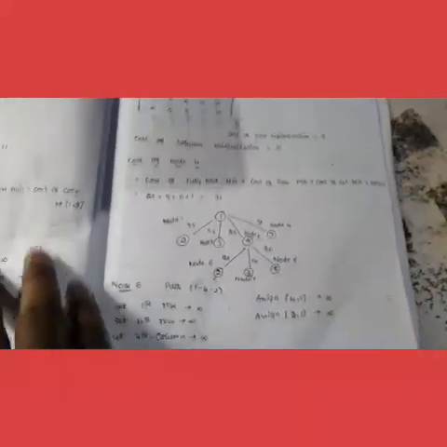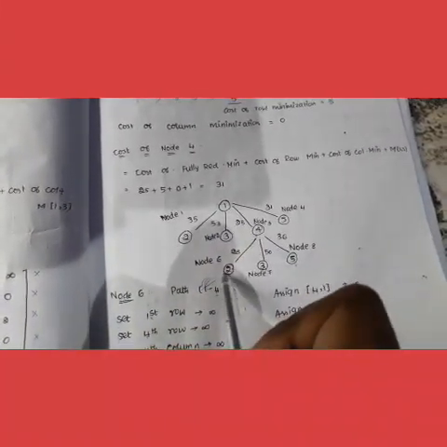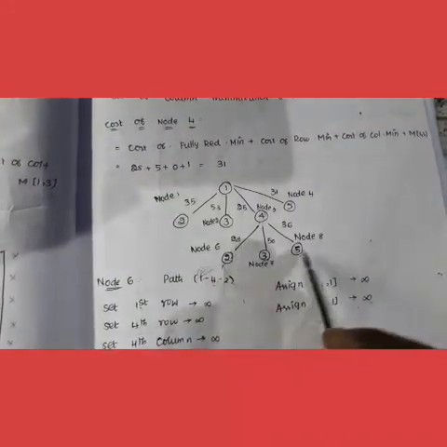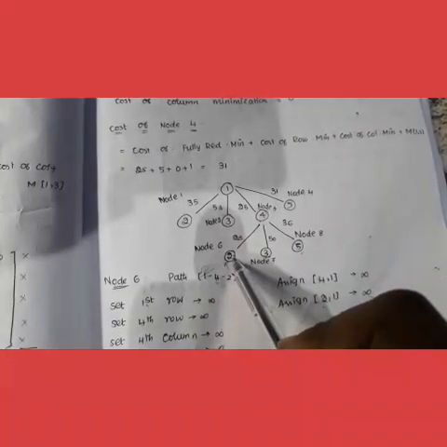So we need to proceed with this. See here the minimum is 25, so I'm proceeding with this path. The remaining unvisited vertices are 2, 3 and 5, so I'm going with 2, 3 and 5. So now the path will be 1 4 2, which we need to find.